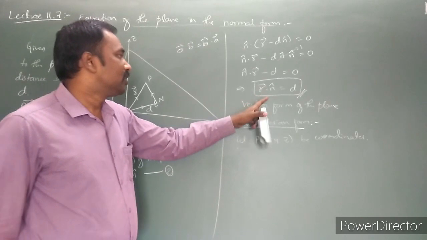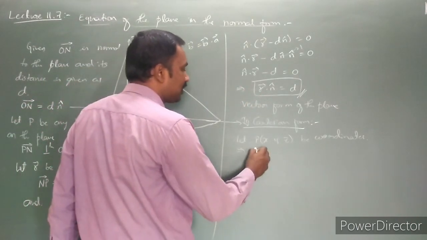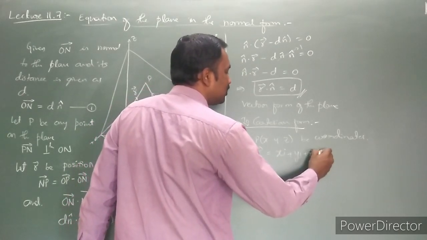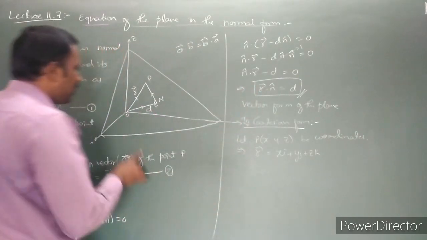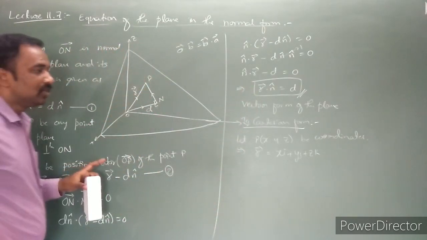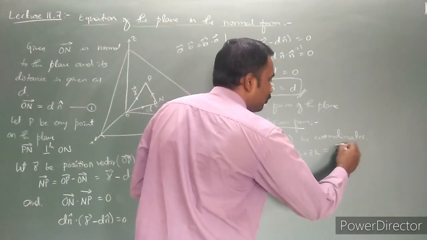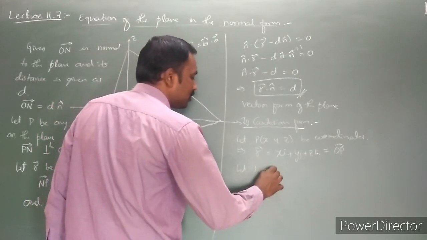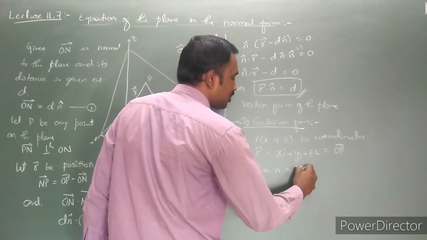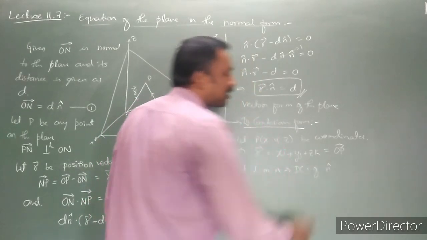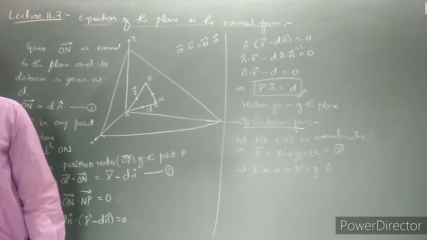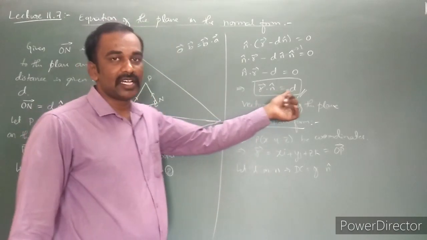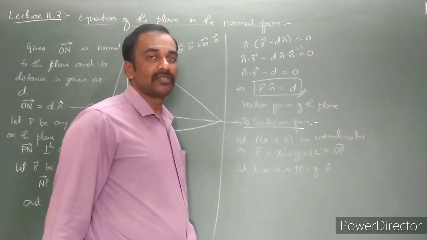Next, P is over, then we will get the r value. From this, we can write the position vector r equal to xi plus yj plus zk. This r bar is nothing but the OP vector. Next, let l, m, n be the direction cosines of the unit vector n cap, because a unit vector gives the direction.